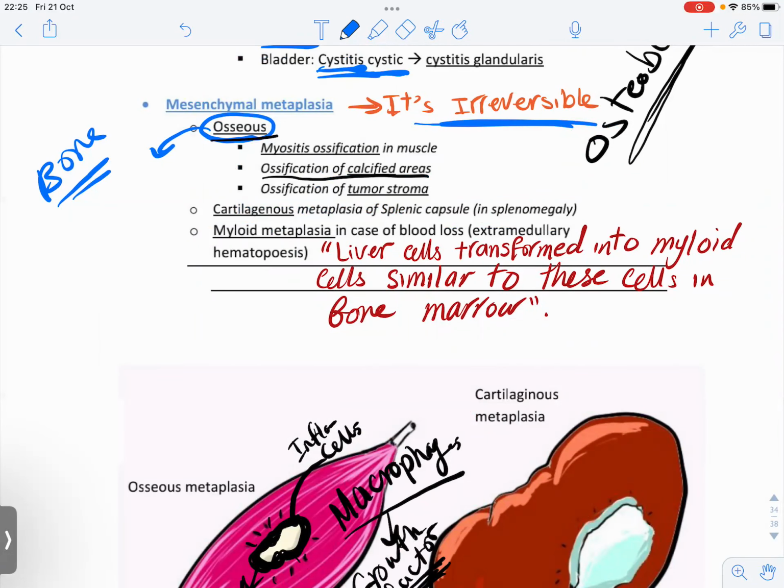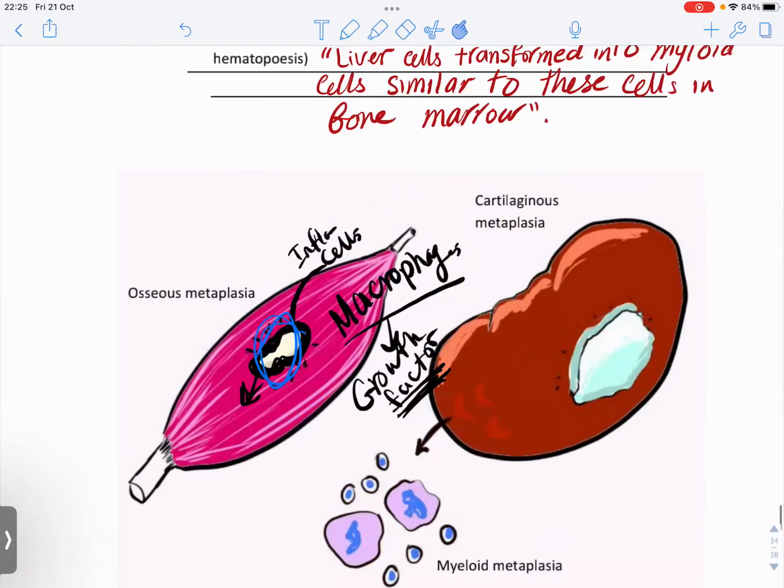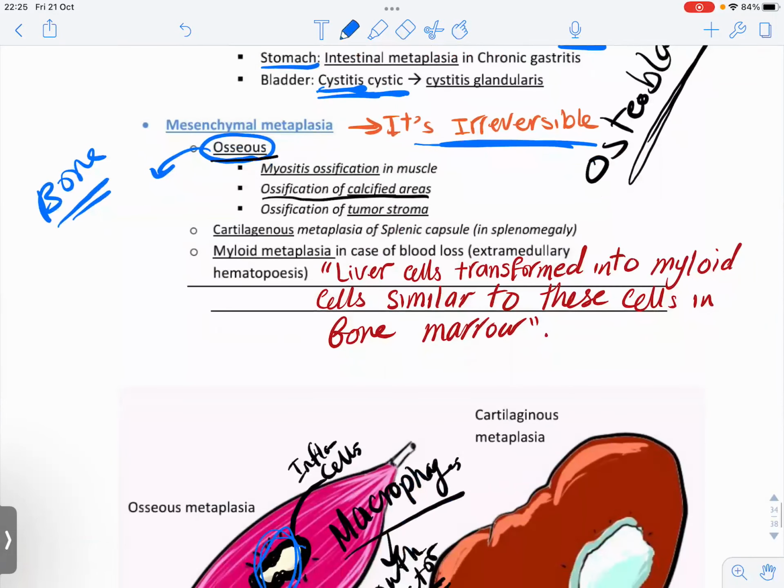Epithelial metaplasia is reversible. If you are a smoker, when you stop smoking, the squamous epithelium will come back to its nature, the columnar epithelium inside the bronchi. But mesenchymal metaplasia is irreversible. You cannot say that bony tissue inside the muscle can come back again into muscle. So mesenchymal metaplasia is irreversible. We have osseous metaplasia, cartilaginous metaplasia, myeloid metaplasia.